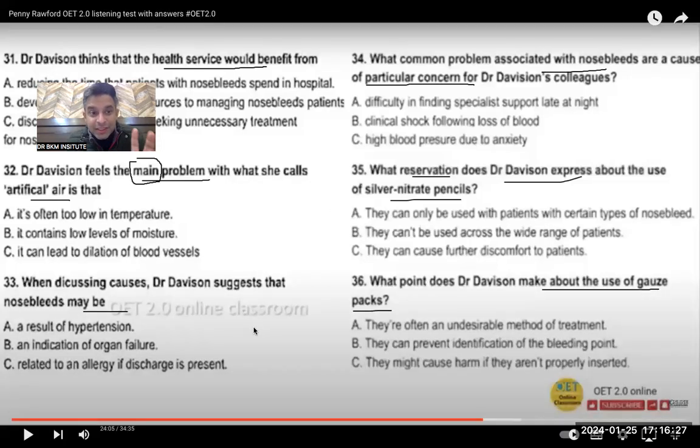We have to consider the systemic cause. Systemic again is related to our whole body, related to blood, and that is what she's again talking about, a bit of organ failure or something.